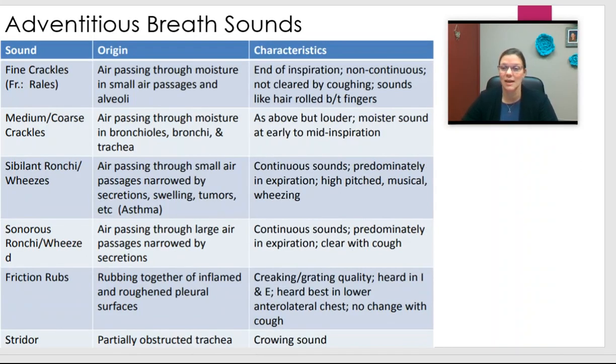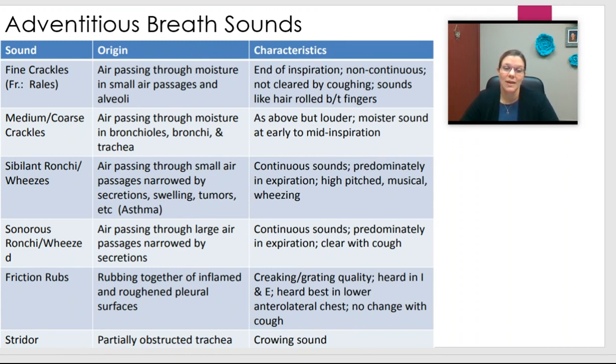Adventitious breath sounds just means extra breath sounds, things that are not, quote, normal. So fine crackles are air passing through moisture in the small passages and alveoli. You hear it at the end of inspiration when somebody breathes in, and they're not continuous. You can ask the patient to cough, and they don't go away. It sounds like hair that's being rolled between fingers.